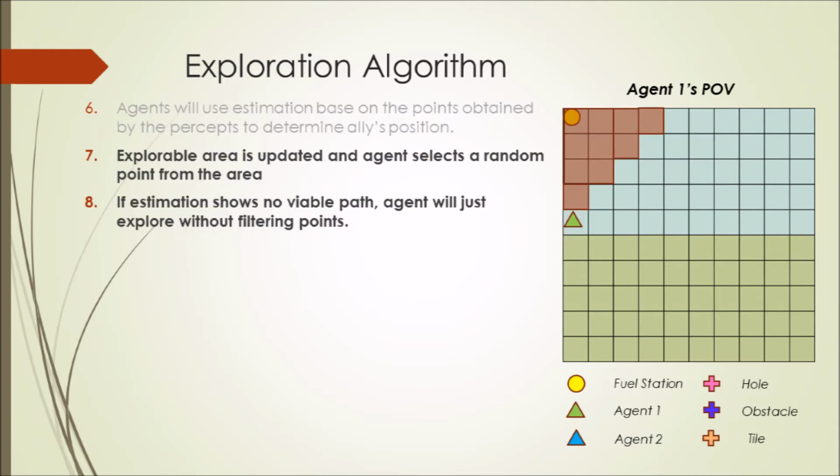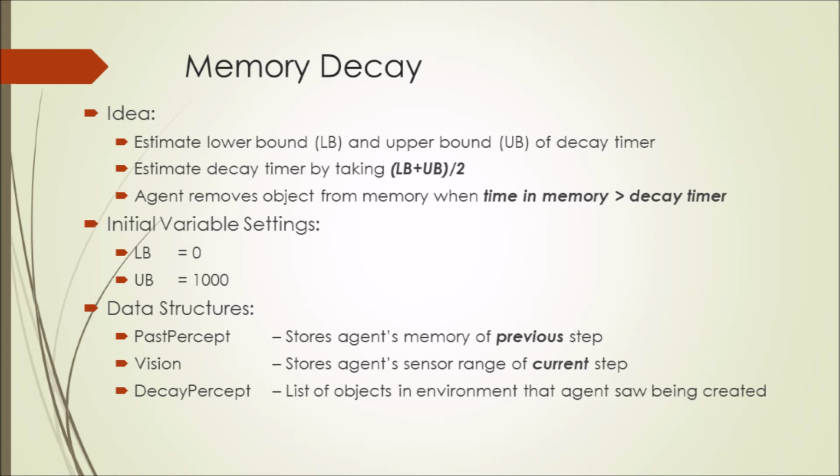The explorable area is again updated and the agent will then select a random point in the area. If the updated point has no viable paths, the agent will discard all the updates and explore the area as per normal. How do we achieve memory decay?